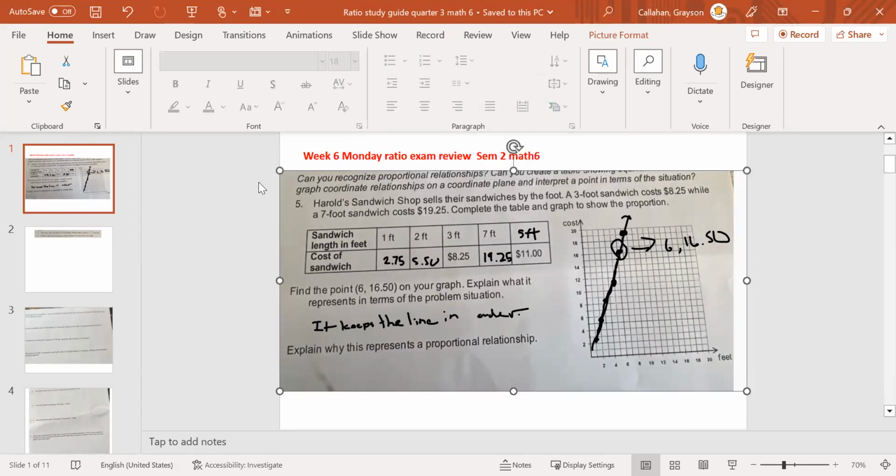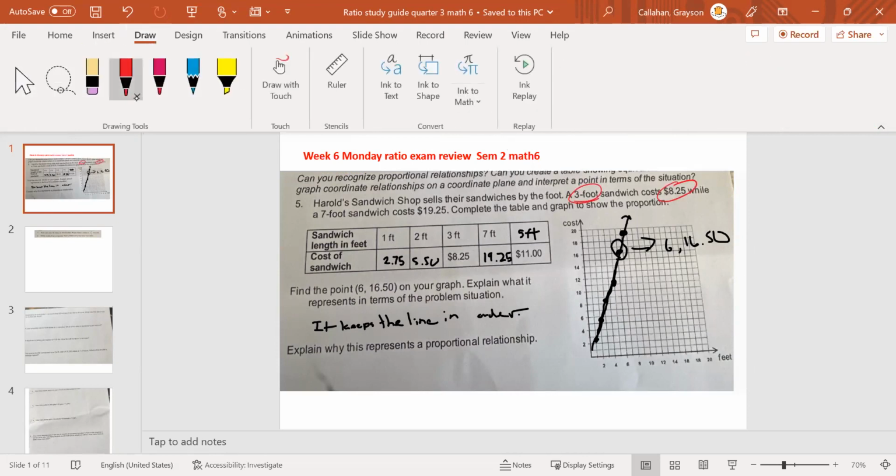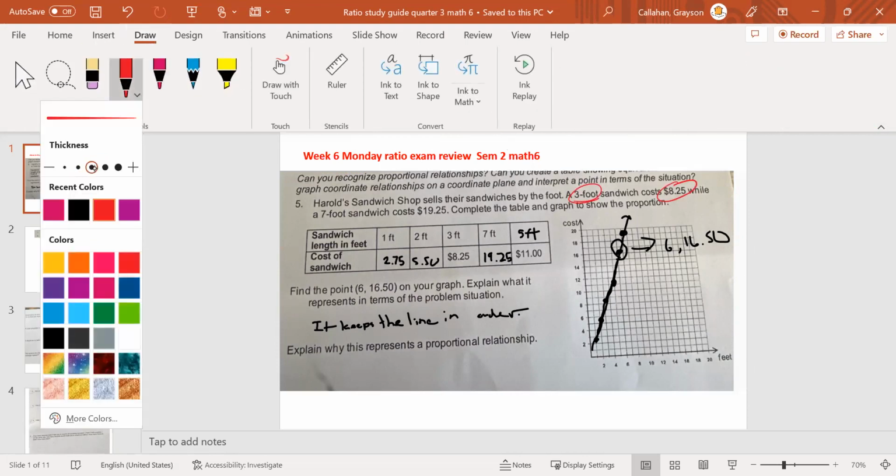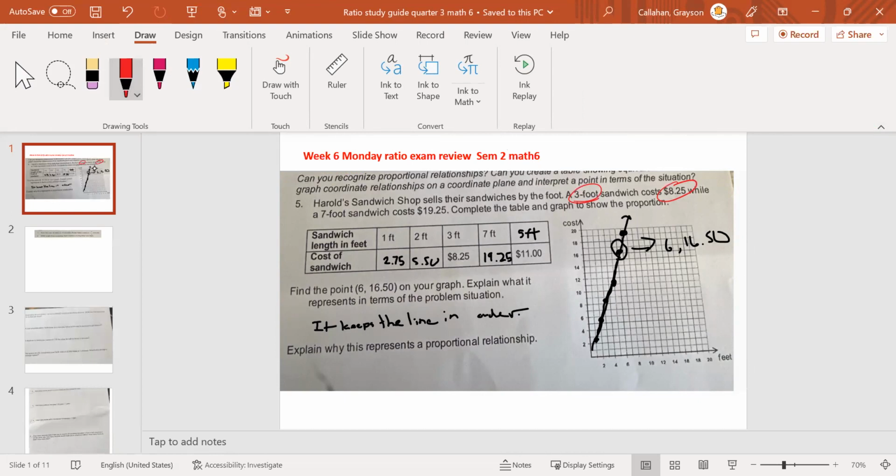Harold Sandwich Shop sells your sandwich by the foot. A 3-foot sandwich costs $8.25, while a 7-foot costs $19.25. Complete the table and show the proportion.